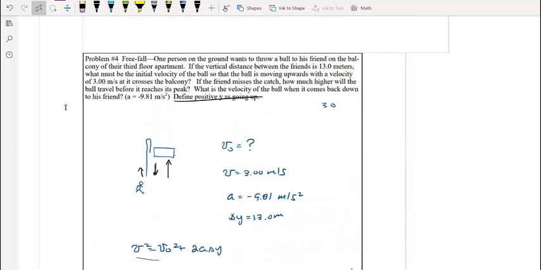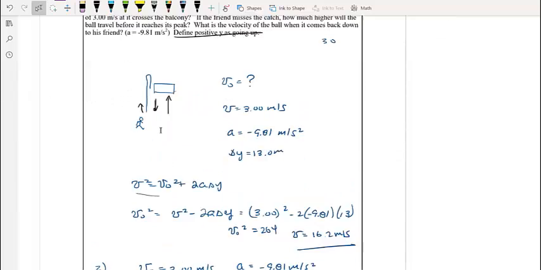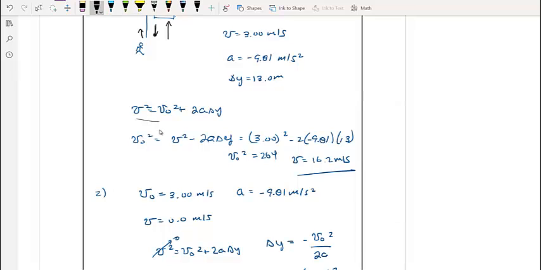And if you look at the number of significant figures, you can see everything is given to 3 significant figures, so the answer should be 3 significant figures. So that's my initial velocity, which I didn't try here. Okay.